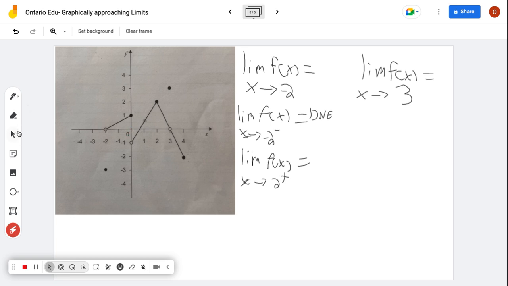The only case where you wouldn't say that it can approach a value is with asymptotes, and we'll talk about that later on. So therefore, from the right hand side, it's approaching 0. Therefore, since these two are not equal, the limit of f of x as x approaches -2 does not exist.